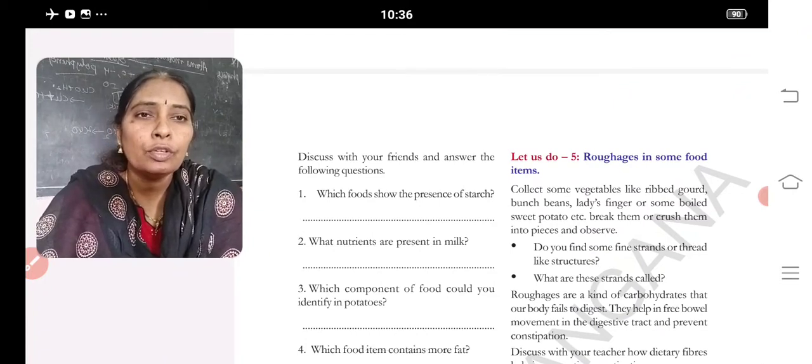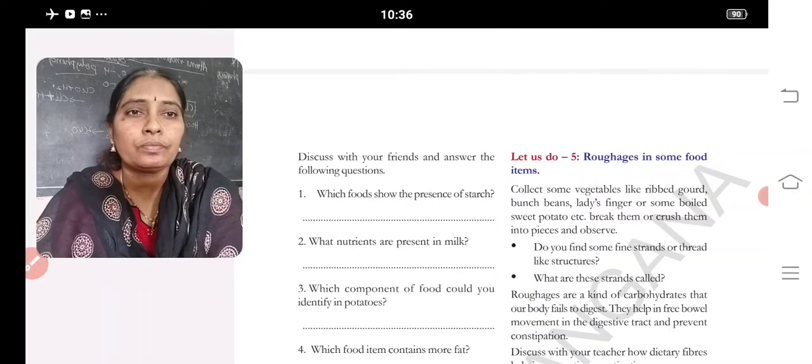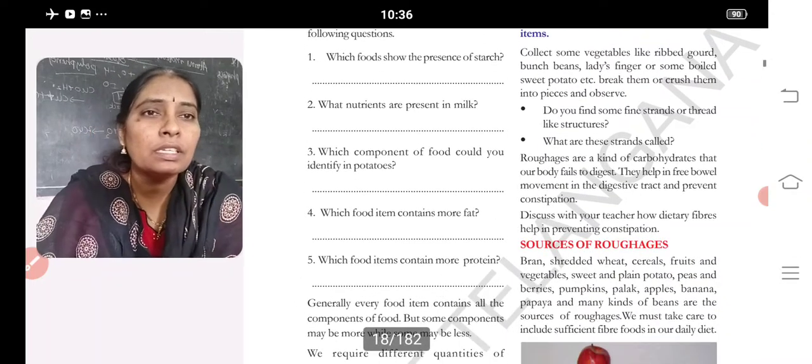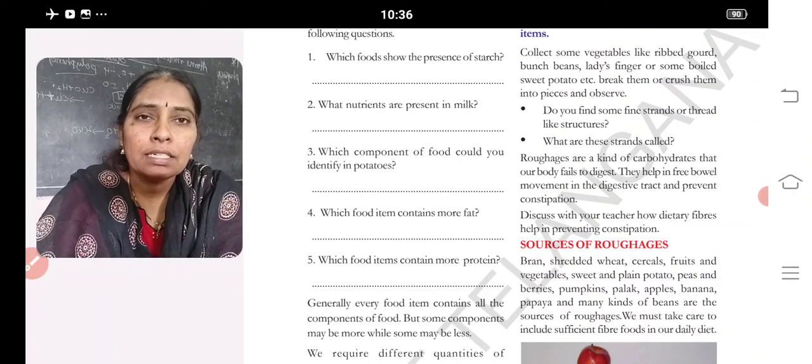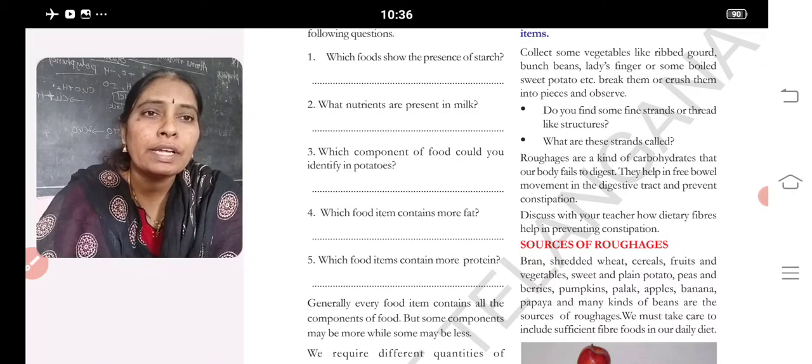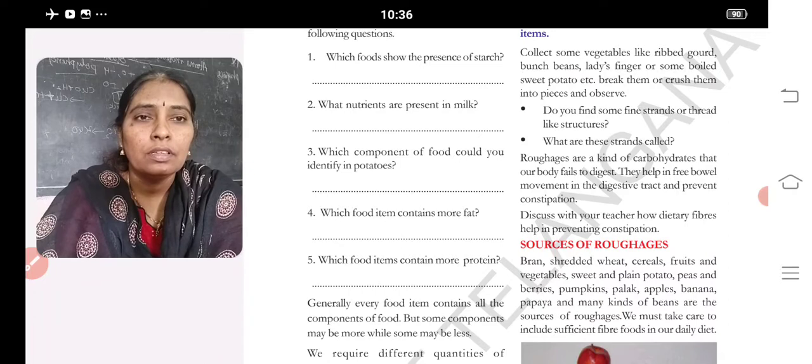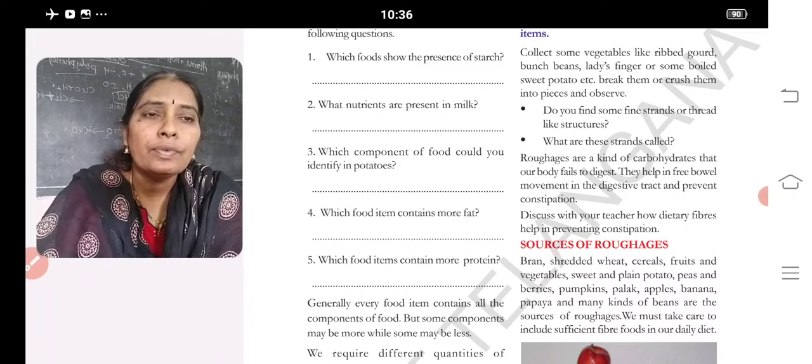Which component of food do you identify in potatoes? Carbohydrates. Which food shows the presence of starch? Potatoes. Which food item contains more fat? Oily food items. Which food item contains more proteins? Egg. So all these are the different food items which are rich in their common food components.